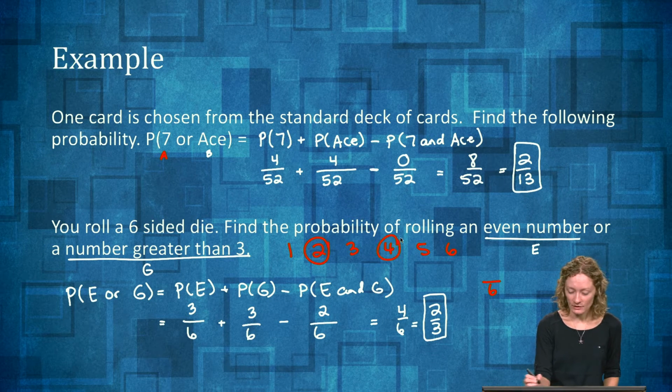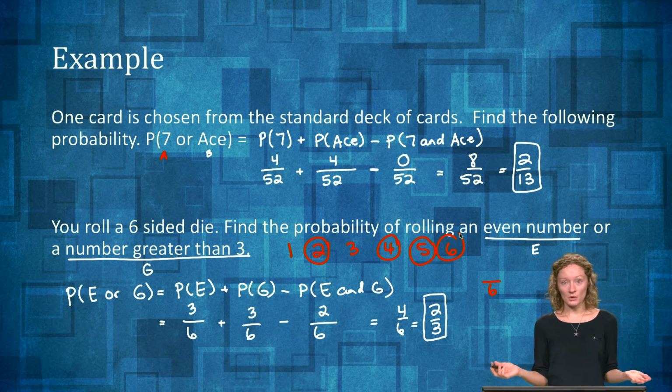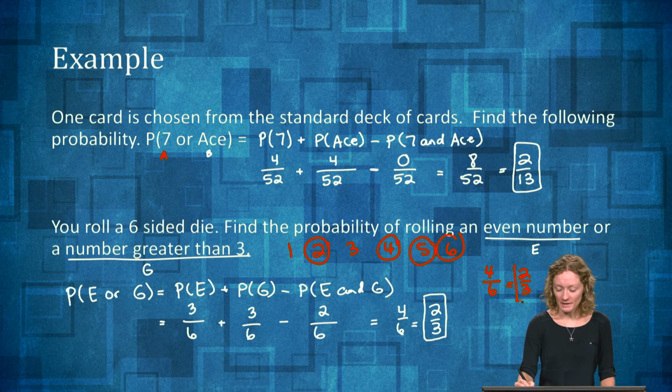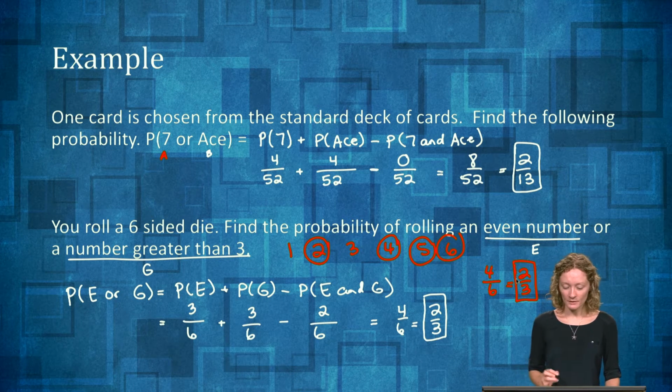Even and greater than 3, just greater than 3, just even. So how many of the 6 meet our criteria of even or greater than 3? 4 out of the 6, which simplifies to 2/3. So either way, we get the same answer. Which way is preferred? It's really up to you.